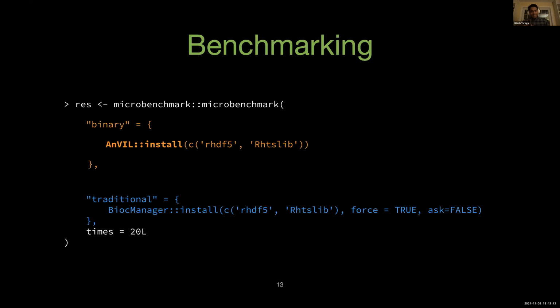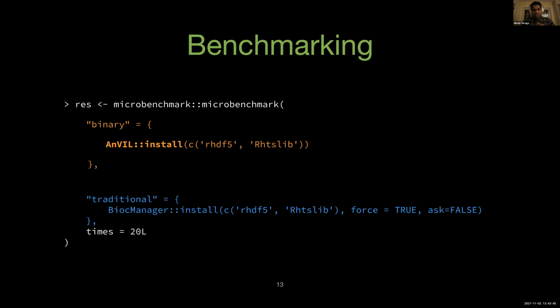So I keep saying it's really fast, but I have to prove it. We're all scientists here, so we have to prove something we say. We're going to do some benchmarking. I'm going to use a package called microbenchmark, and we're going to test two functions. The function in the orange is AnVIL install, which does a binary installation of the package. And the second function, which is BiocManager install in the blue, does the traditional installation.